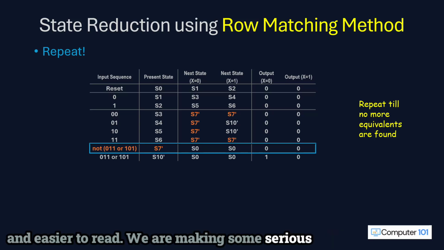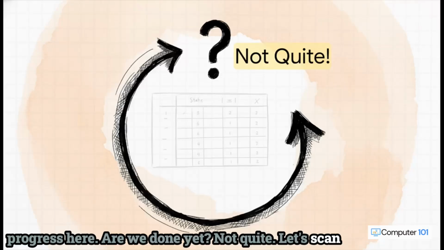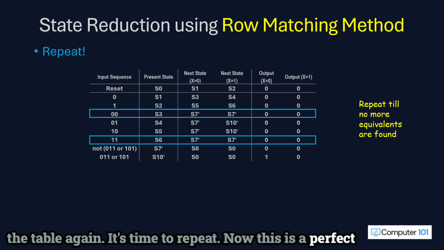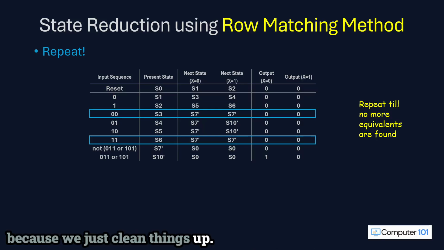We are making some serious progress here. Are we done yet? Not quite. Let's scan the table again. It's time to repeat. Now this is a perfect example of why we have to keep repeating the process. Because we just cleaned things up, a new pair of equivalent states has just appeared. Check out S3 and S6.